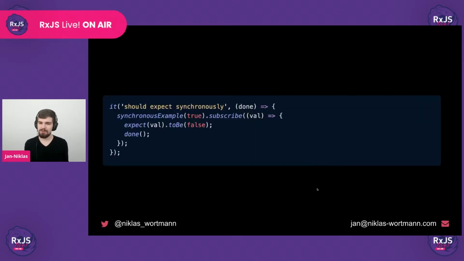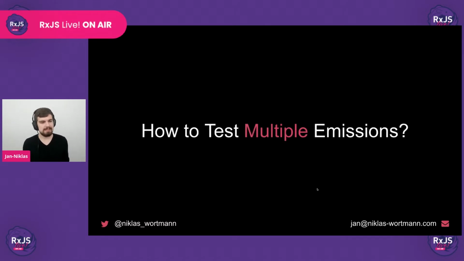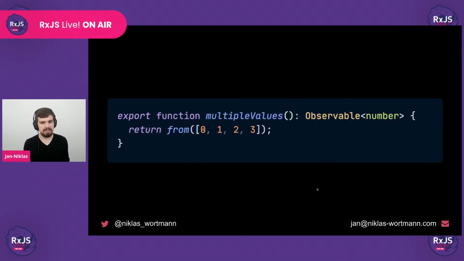I can now hear some of you saying, okay, testing of is quite easy, right? So what if my observable has multiple emissions, like interval, for example? Interval emits after every X seconds or milliseconds. So how would I test something like that, that emits multiple values over a period of time? Well, let's take a look at that.